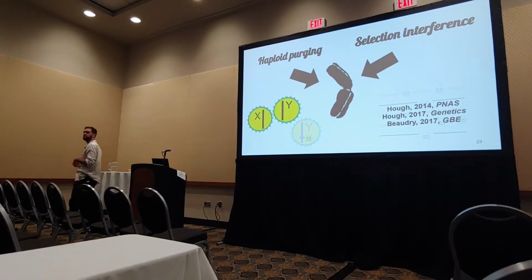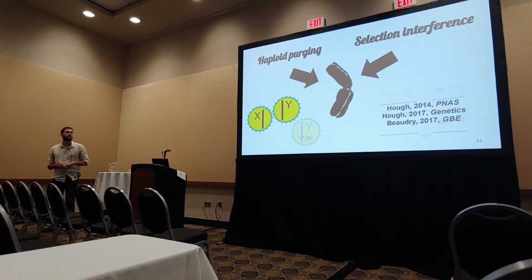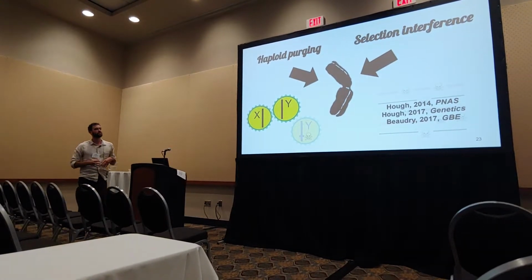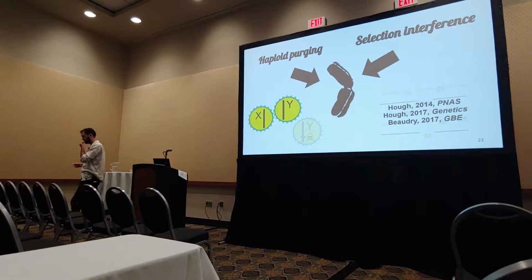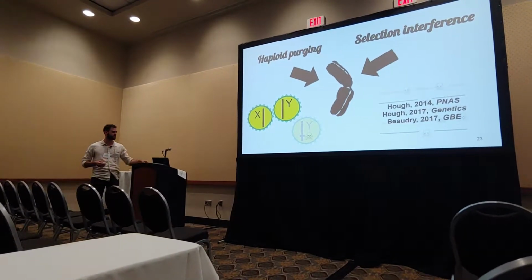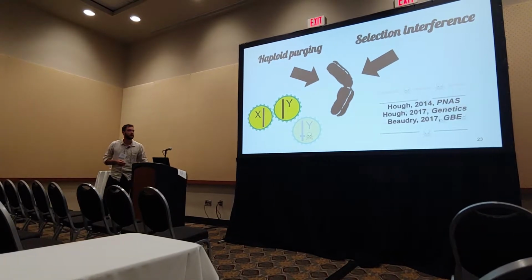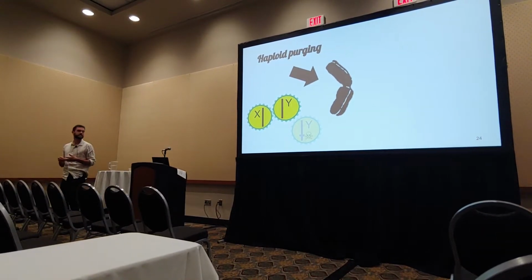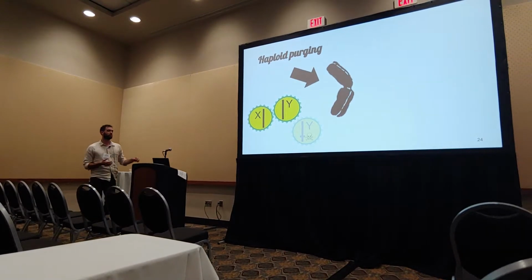This is the Y chromosome of Rumex hastatulus. It doesn't look as small as the human one, but we've done some work showing that there is indeed molecular degeneration and the fixation of deleterious mutations. And so what we wanted to ask is, do we see these effects of haploid purging?